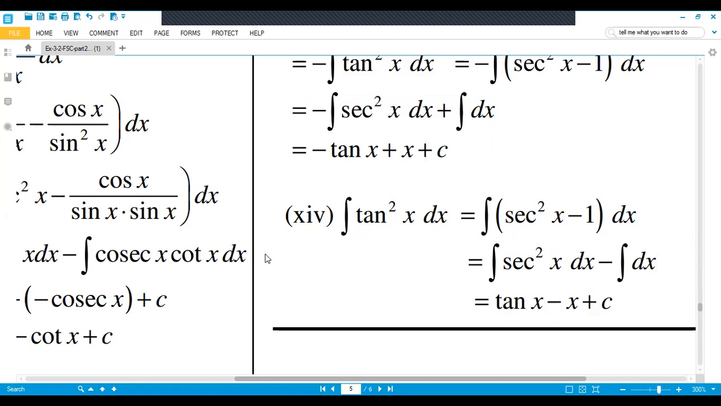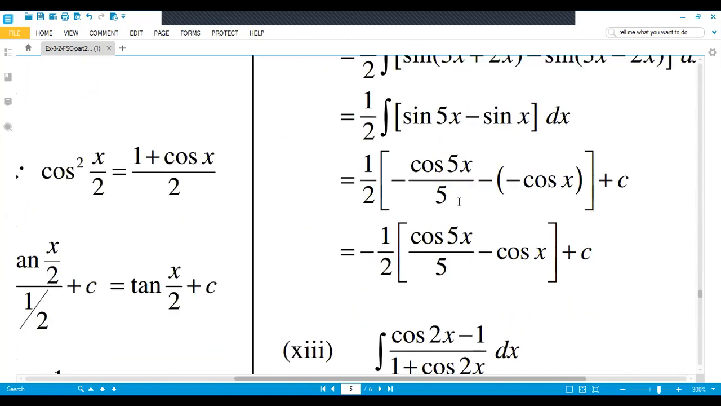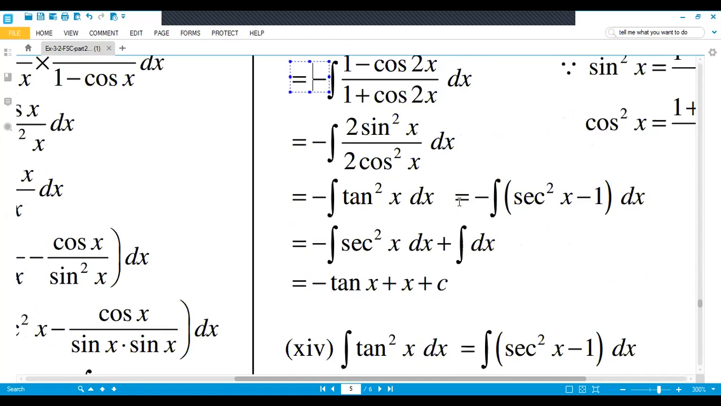So I hope you will understand these parts. Before starting this exercise, first memorize the formulas which you studied in class first year and the identities which you studied in first year and 10th. Then it will be easy to solve this exercise. I hope you will understand it.